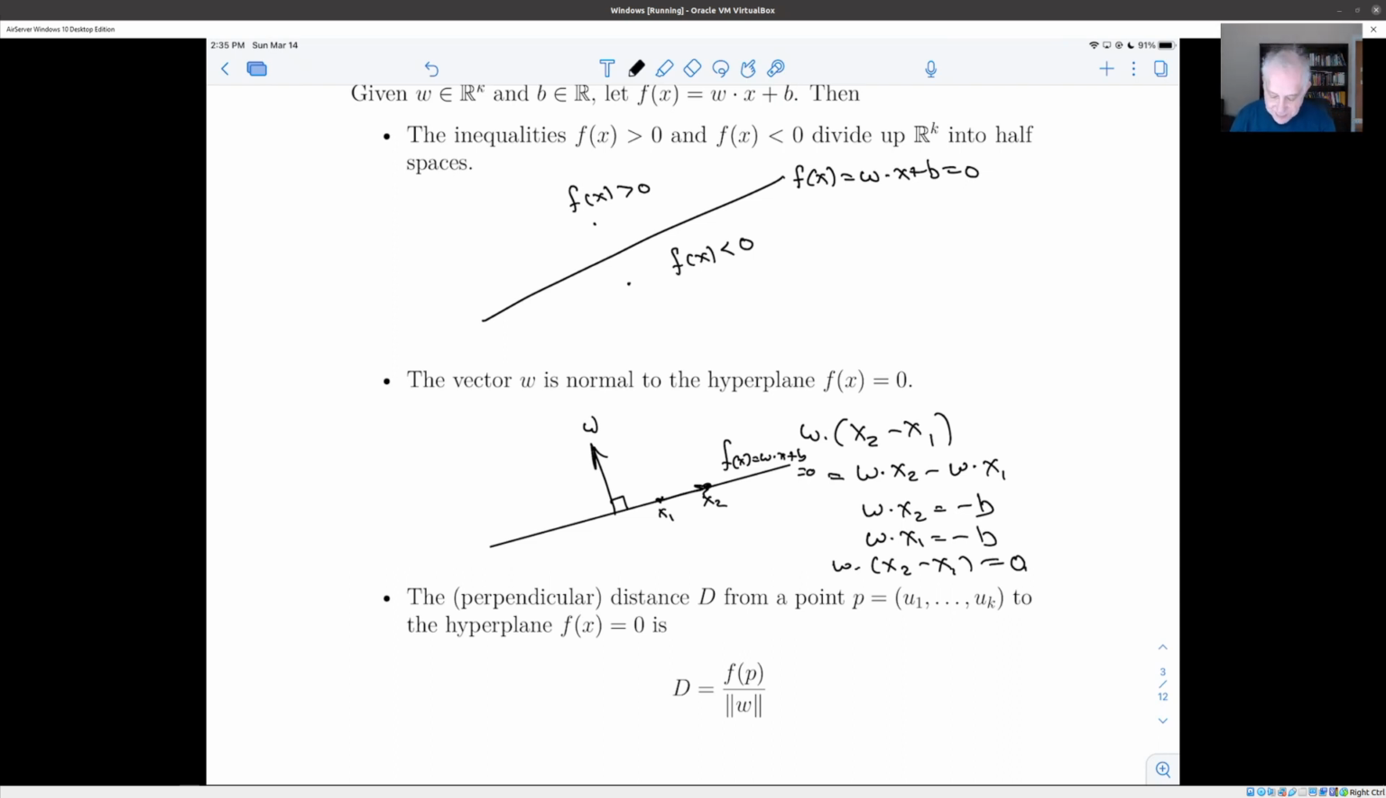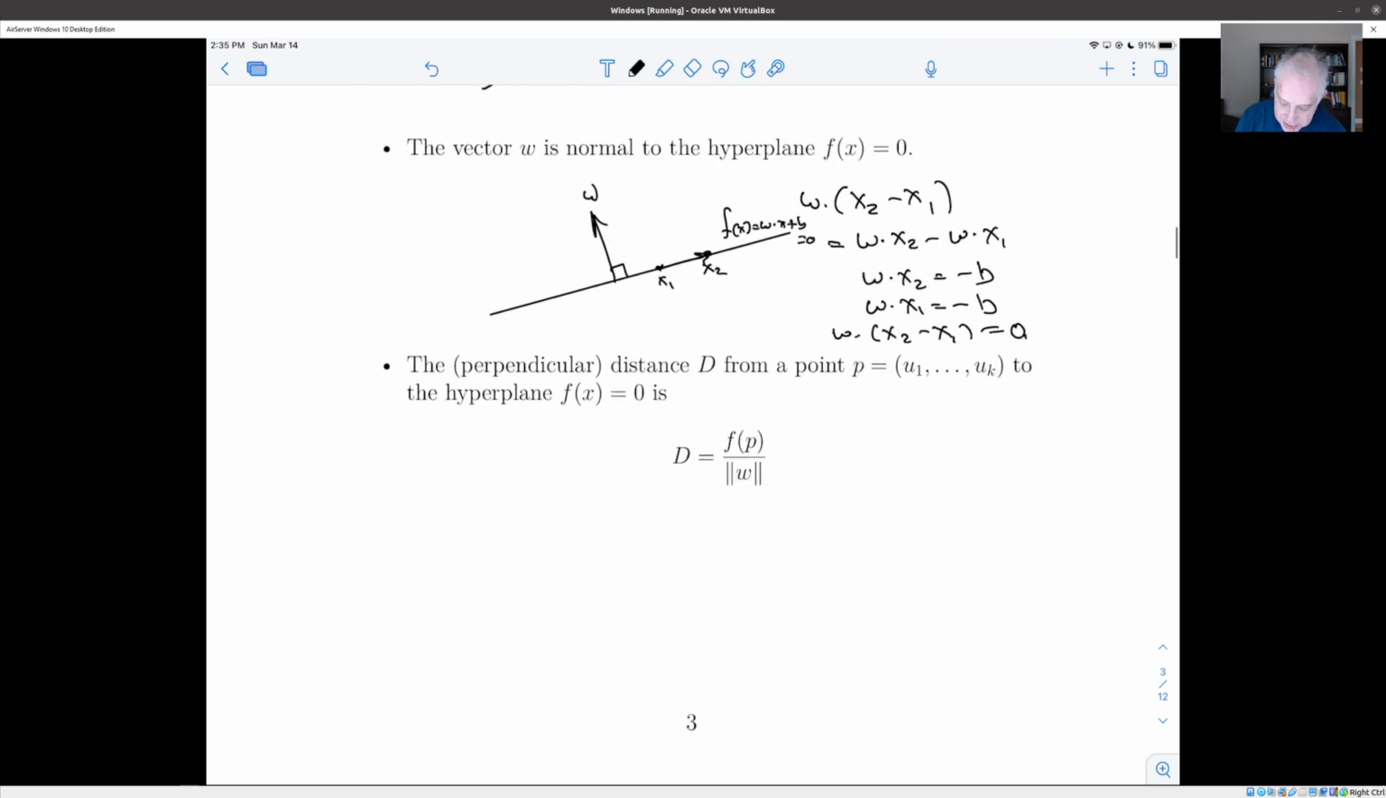In other words, w is perpendicular to any vector which lies within the hyperplane given by the equation f of x equals 0. And finally, if we want to know the distance of a point to a hyperplane measured perpendicular to the hyperplane, so here's our f of x equals 0, here's our point P, and we're interested in this perpendicular distance, d, it's equal to f of p over the norm of w. To see that, we want to take the vector p minus x1, and we want to project it onto the normal direction. So we want to take the norm of p minus x1 times the cosine of the angle theta.